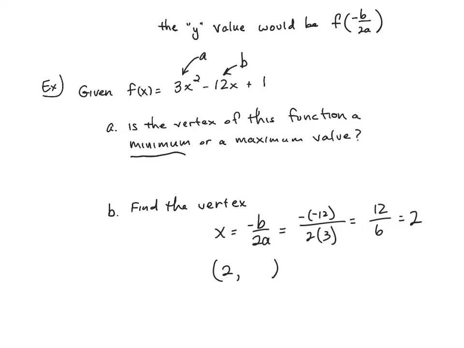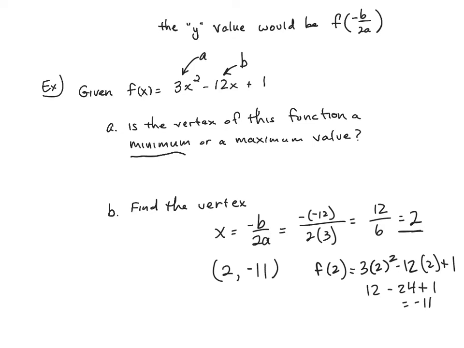We need to find the y value. And remember, the y value can be found by evaluating the function value of f at x equals 2. So f of 2 is 3 times 2 squared minus 12 times 2 plus 1. 2 squared is 4. 4 times 3 is 12. 12 minus 24 plus 1. So that's negative 12 plus 1, negative 11. So the vertex is 2 comma negative 11.